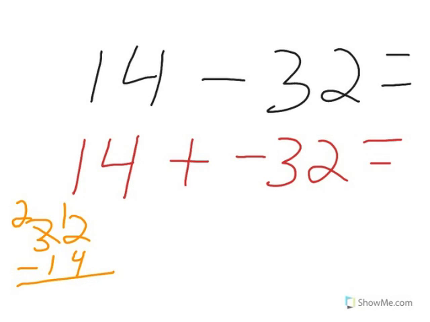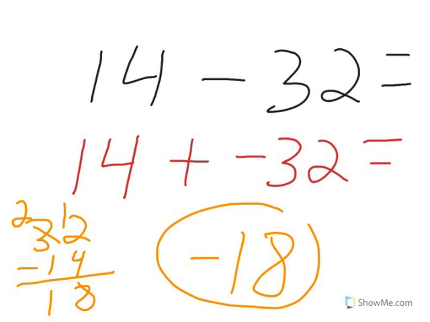Have to borrow. 12 minus 4 is 8. 18. So we know that the answer is going to be 18. Take the sign of the larger number. Well, 32 is larger. Take the sign negative. We have our answer, negative 18.